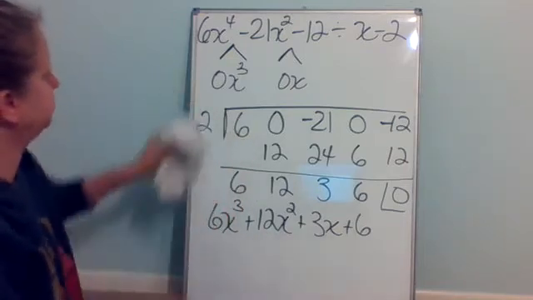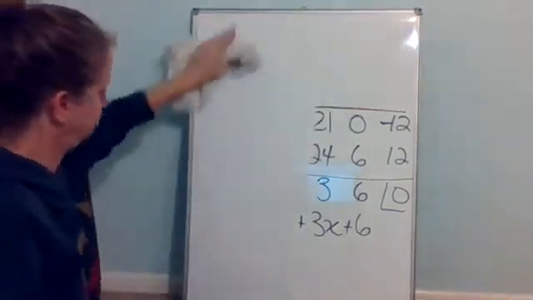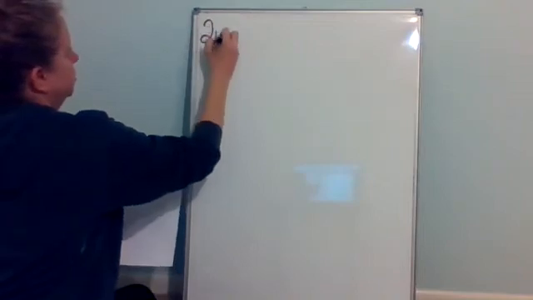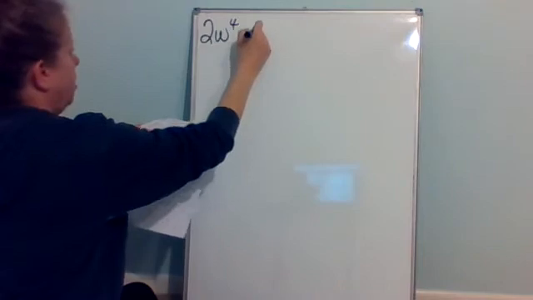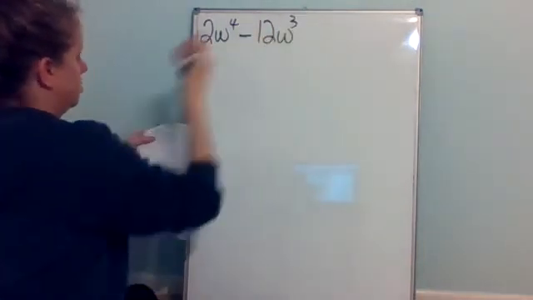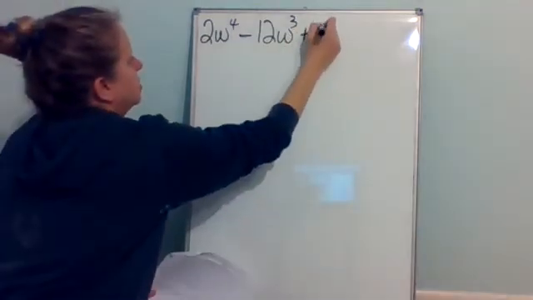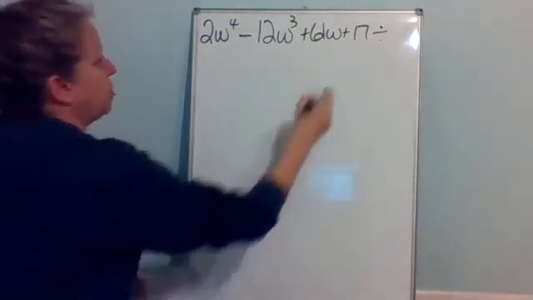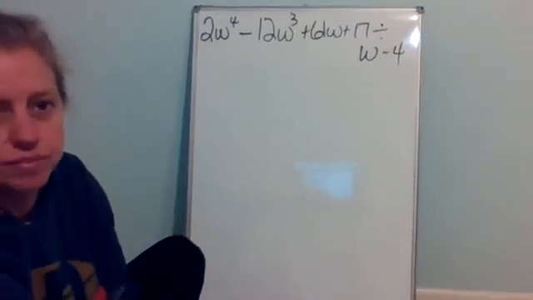All right, number 5. Two w to the fourth minus 12w to the third plus 61w plus 17 divided by w minus 4. All right, I'll pause the video for a second and let y'all work on this one.